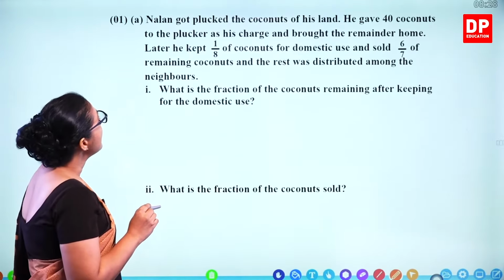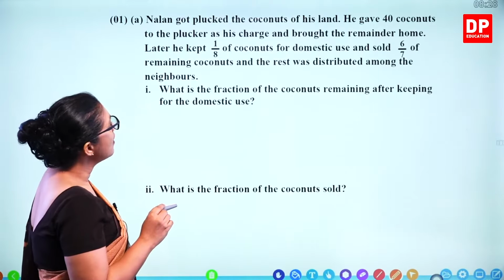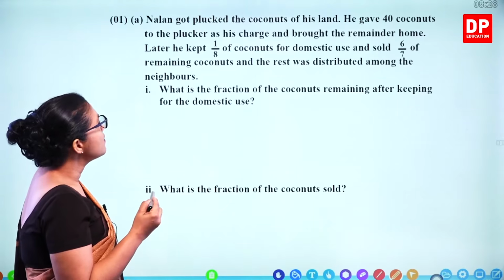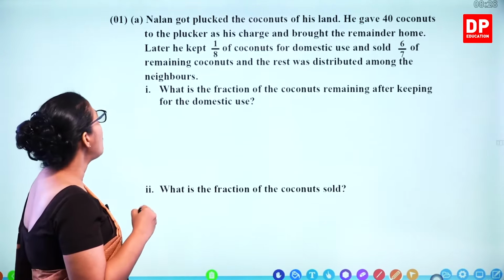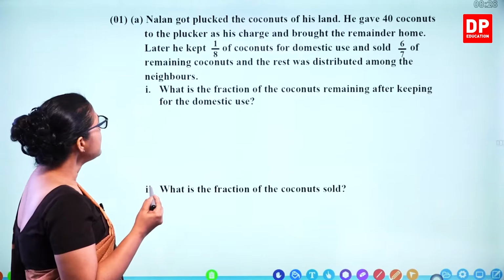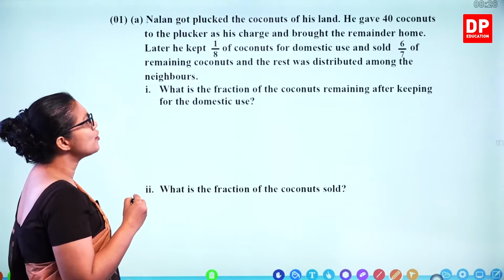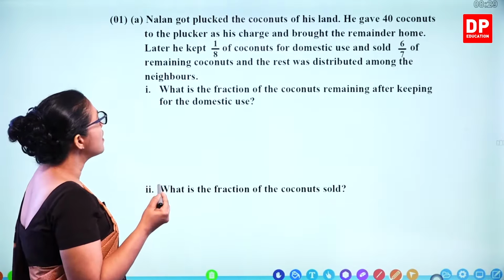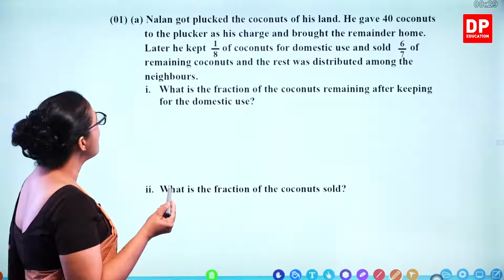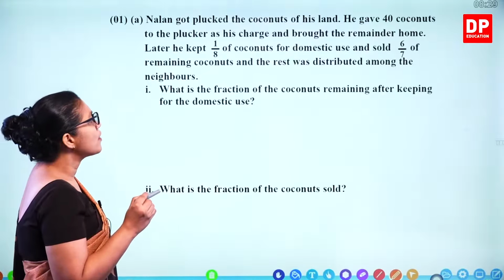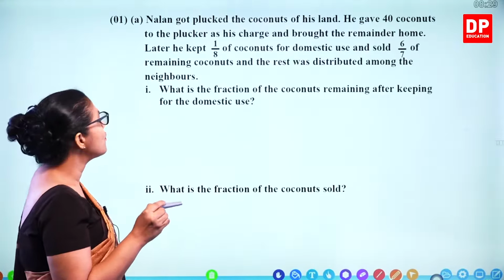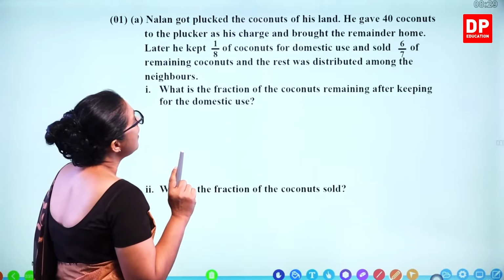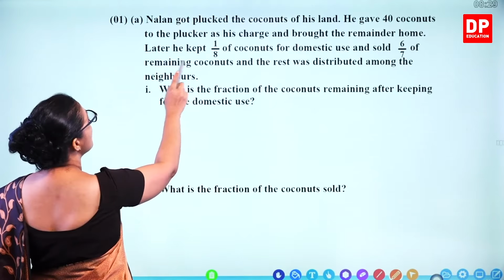Question number 1A. Nalan got the coconuts plucked off his land. He gave 40 coconuts to the plucker as his charge and brought the remainder home. Later he kept 1/8 of the coconuts for domestic use and sold 6/7 of the remaining coconuts, and the rest was distributed among the neighbors. What is the fraction of the coconuts remaining after keeping for domestic use? So here you have to use this one.